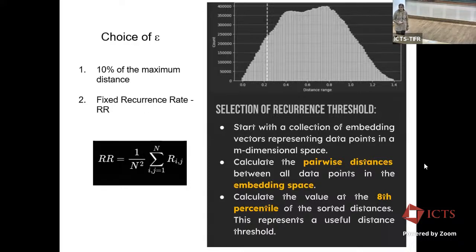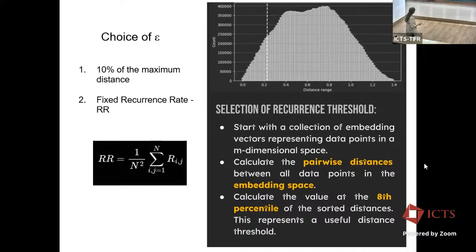Now here, another crucial thing is the choice of that epsilon, because how many points you get on the recurrence matrix depends very crucially on this epsilon. You have to be sure that you are using the correct epsilon. There are several methods. Some people say just take it to be 10% of the maximum distance in the reconstructed phase space. Because this again is to compare data sets, you want it to be the same for all of them, that's why you do it.